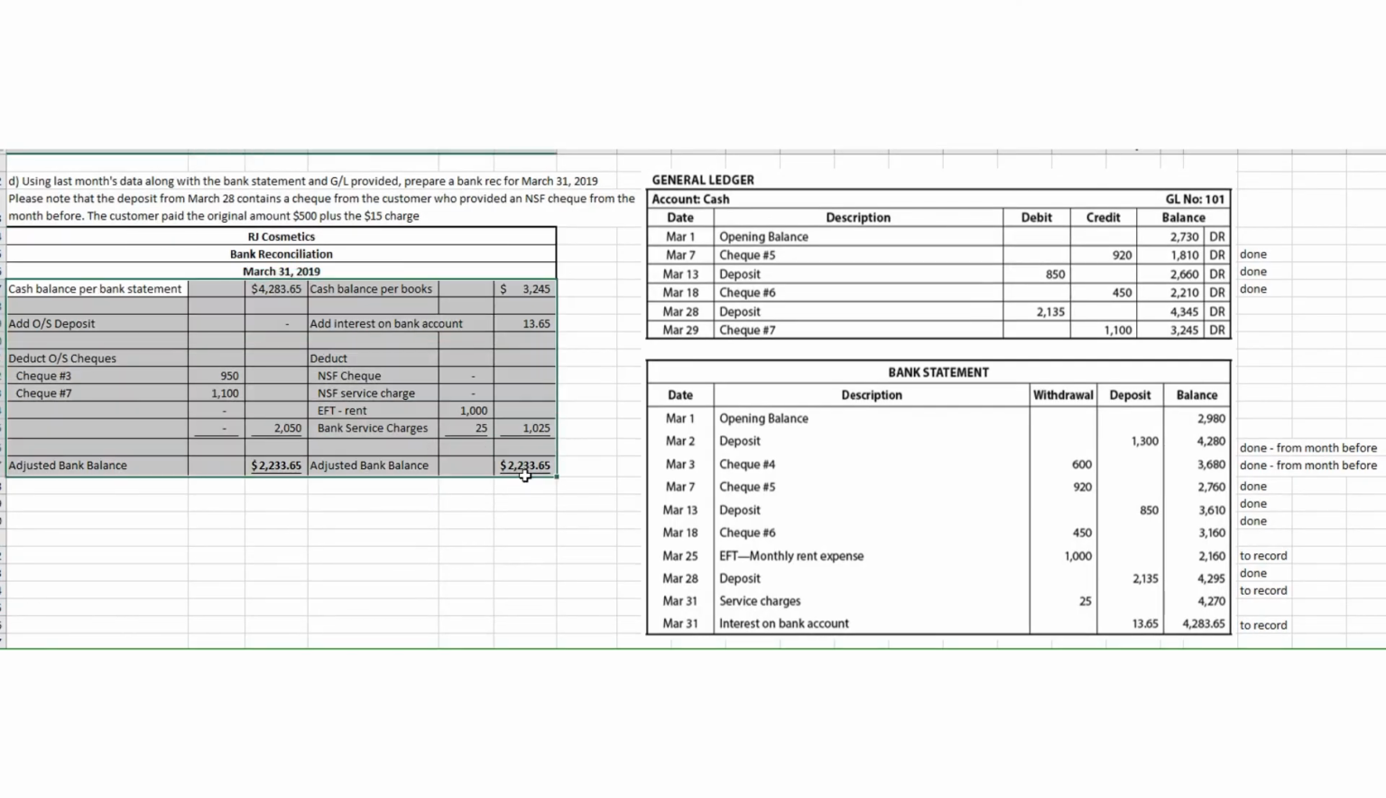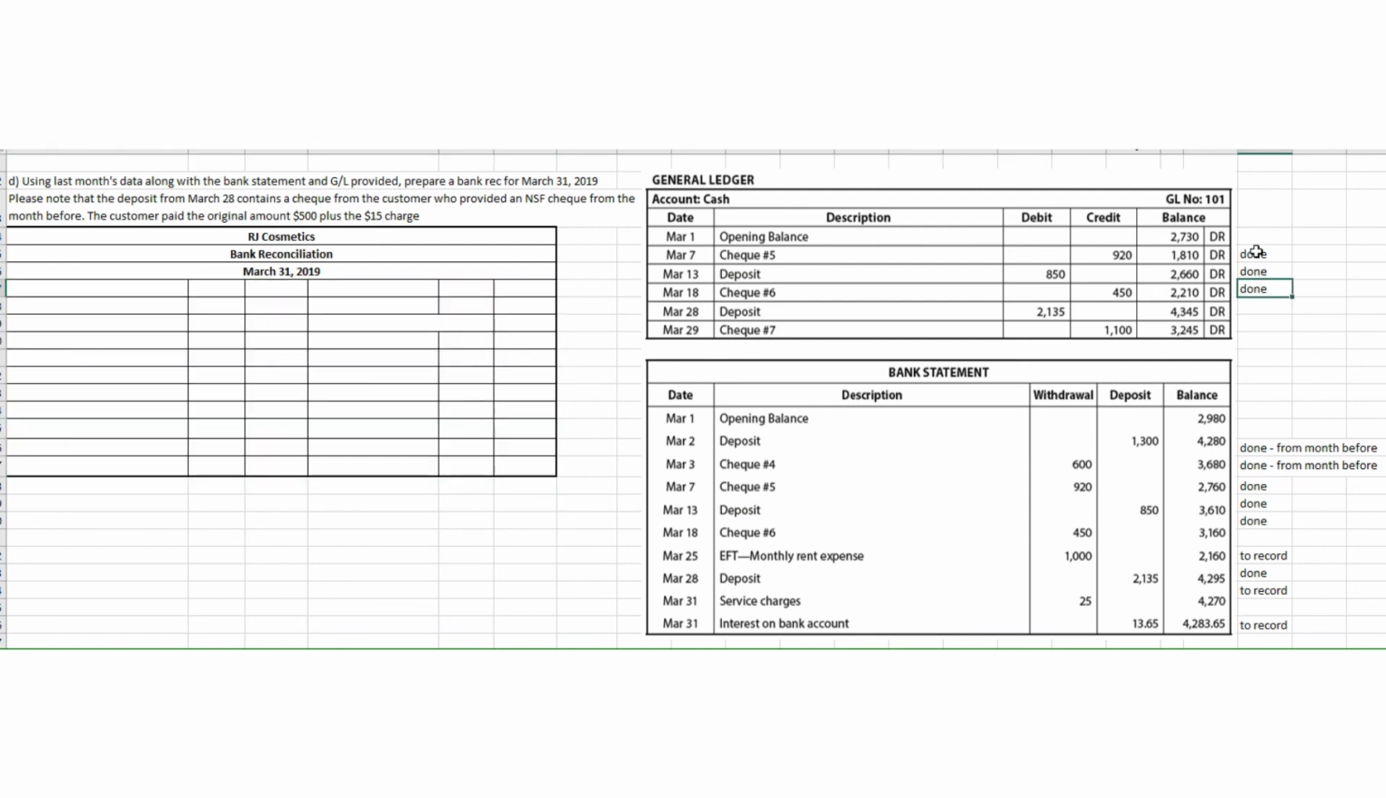So the last part of this problem says to go ahead and roll forward to record the March 31st bank rec. So we've been given the March general ledger and the March bank statement. I've already taken the liberty to go through and identify what matches between the two. So we've got the 920 matching, check number 5, check number 6 clear to 450, the deposit for 850 matched, and these last 2 items, actually this 2135 matched as well, but check number 7 is outstanding.